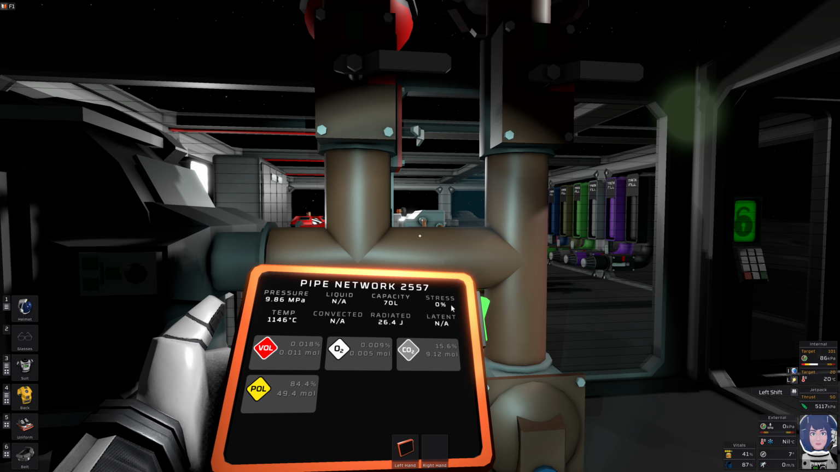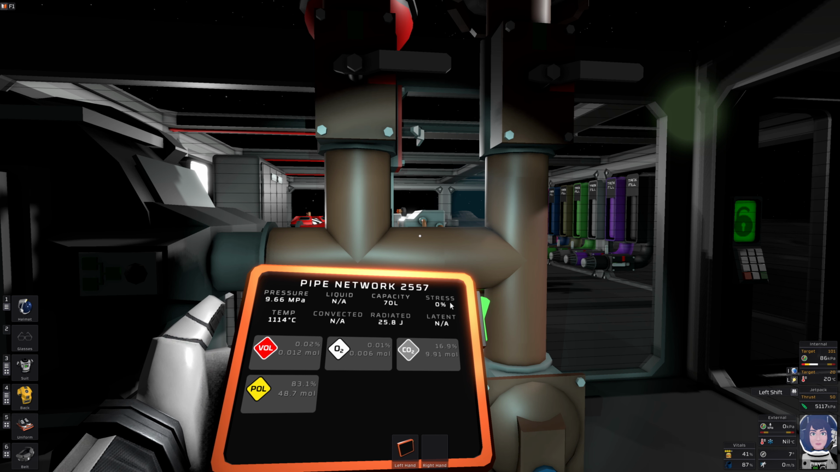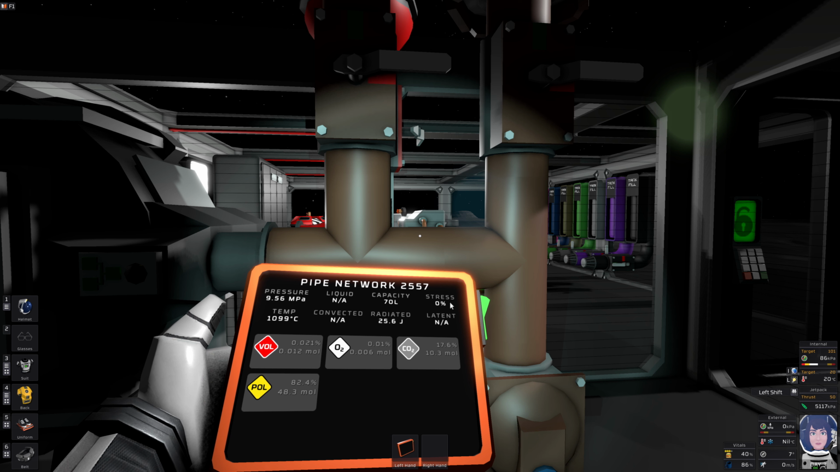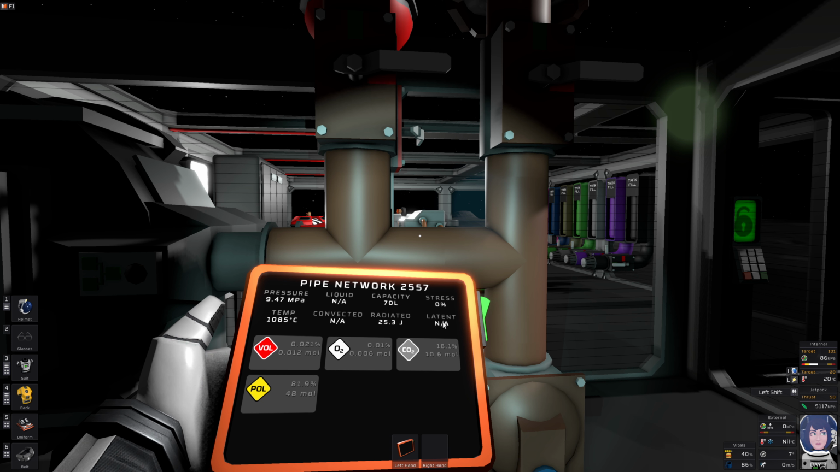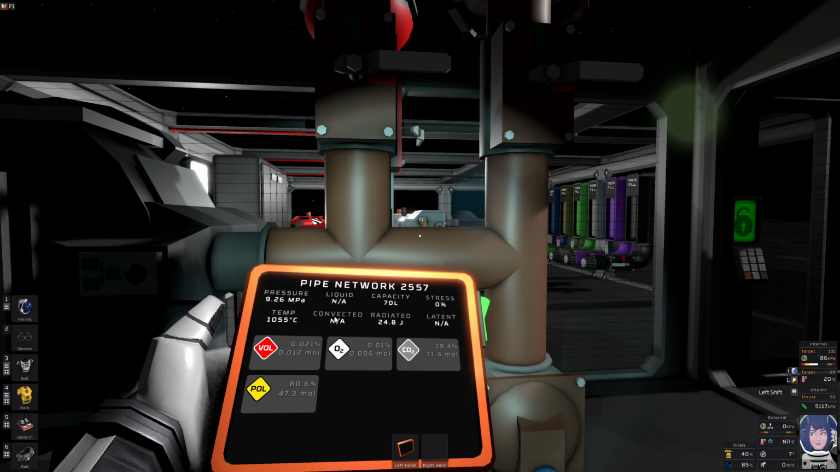Stress is 0%. If it reaches 100%, the pipes take damage. And that happens when there's, for example, frozen gas in there, when the pressure is too high, or if there are liquids in there. Then we have latent heat. Complicated topic. And then we have radiated heat and convected heat.